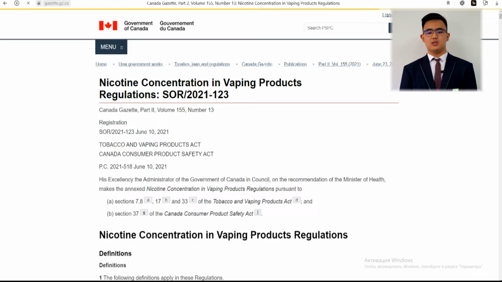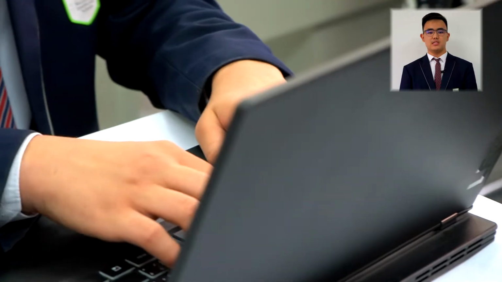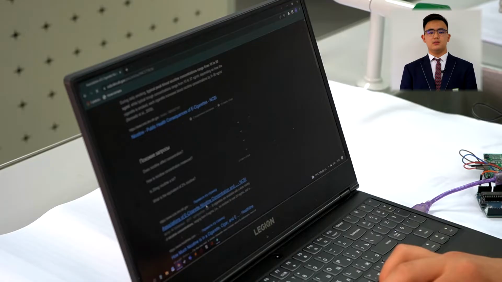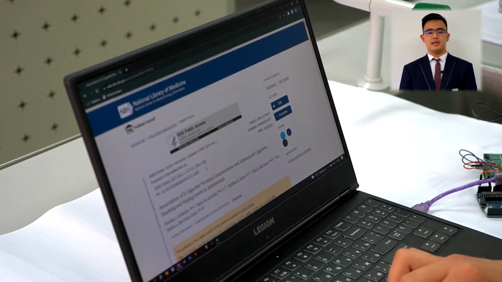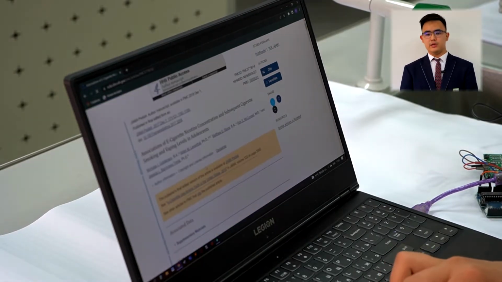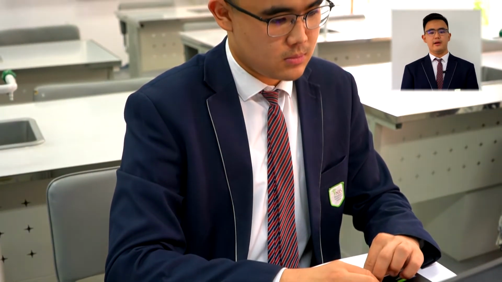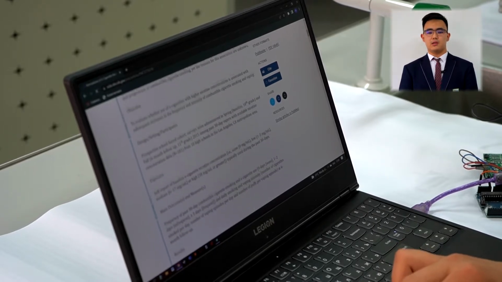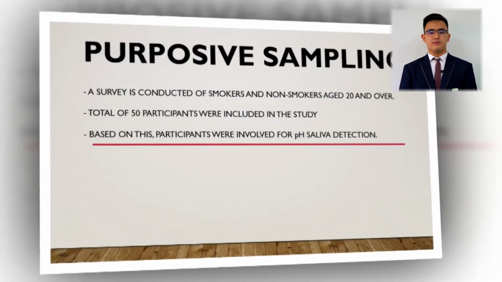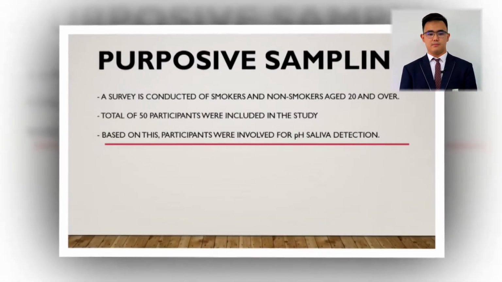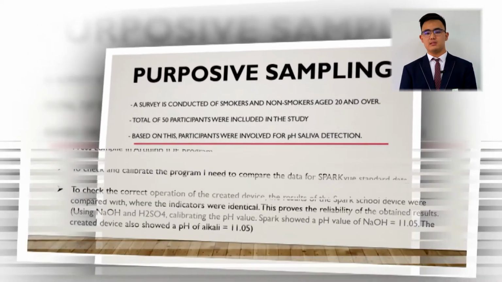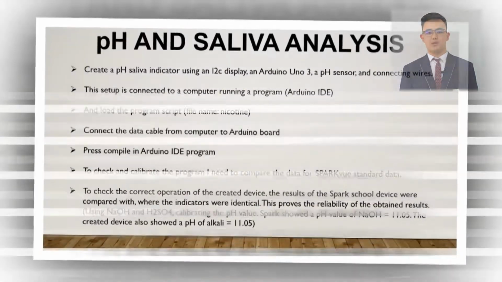For this, I learned that tobacco consumption level estimations examine the concentration of nicotine and its metabolites. Nicotine and its metabolites can be investigated in the blood, saliva, urine, as well as in skin appendages, hair and nails. Of all the above, saliva was the most suitable because other types of analysis required laboratory studies. I do saliva sampling through purposive selection. Then I proceed to create a pH and saliva analyzer using Arduino and SparkView.